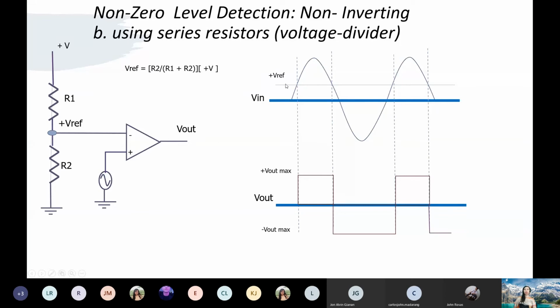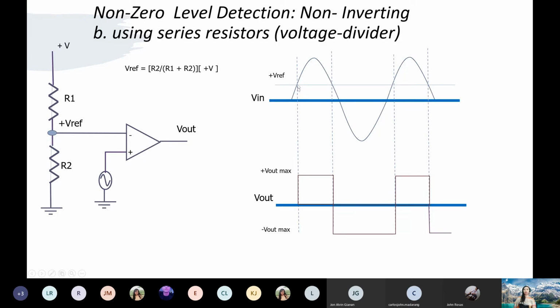Okay, so let's say that this is the value of the Vref. Again, our input voltage is connected at the non-inverting input. That means that if you have positive input, you'll have positive output, but the changes occur at Vref, the reference voltage. Every time the sine wave crosses the reference voltage, that's when the output changes.